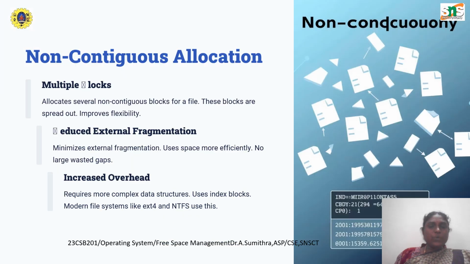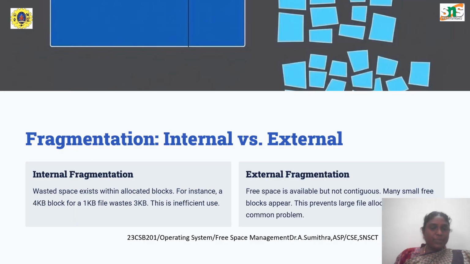Non-contiguous allocation allows a file's blocks to be scattered across a disk, like pages of a book spread out in different places. This is more flexible because the OS can use any free blocks, reducing external fragmentation. Next, internal and external fragmentation: fragmentation is a major challenge in free space management.